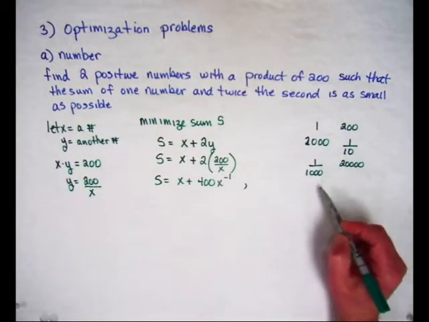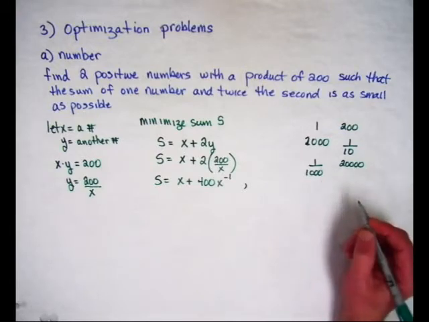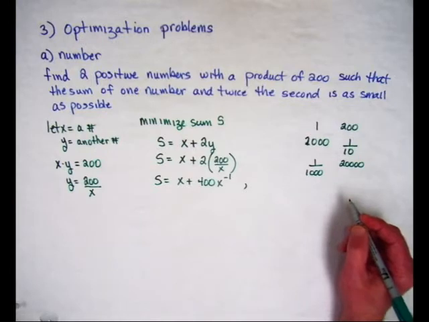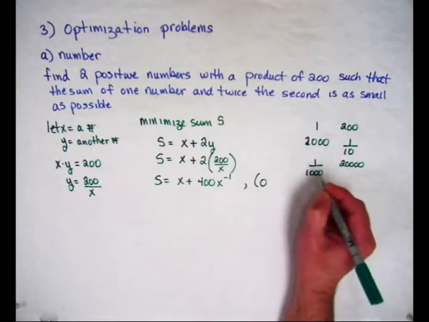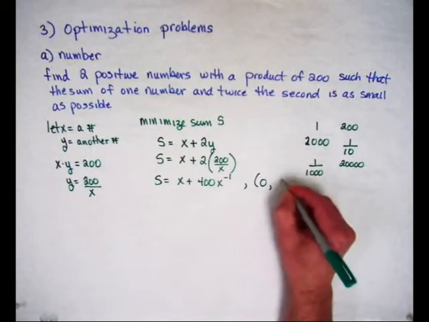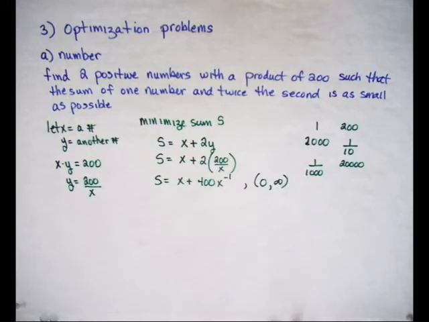Now, obviously, x could never be 0 because 0 times another number would never give you 200. It'll always give you 0. So our restrictions are going to be x is going to approach 0 but not quite reach it. And of course, in theory, x could approach infinity. We could, in theory, make x infinitely large. We would just have to compensate by making y infinitely small.